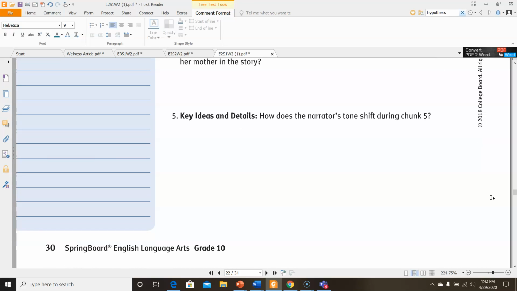For number 5, how does the narrator's tone shift during chunk 5? So you're going to look at chunk 5 and explain how the tone changes. So you're going to have to explain what the tone was before, and then what it changed to, and then how.